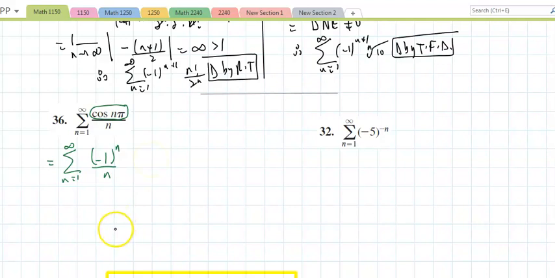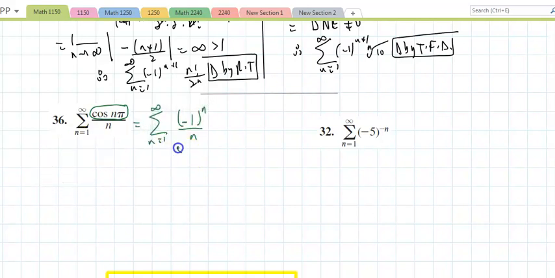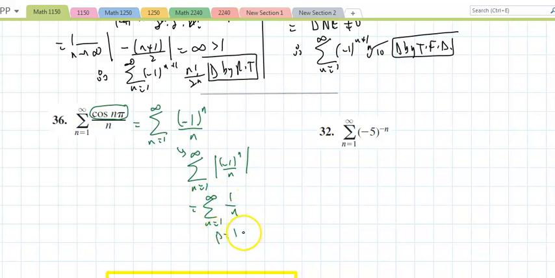Well, if I apply the absolute value, if I look at the series n equal 1 to infinity of the absolute value of negative 1 to the n over n, that is really the series n equal 1 to infinity of 1 over n. This is a p-series, p equal 1, therefore diverges. So here, this series is not absolutely convergent.